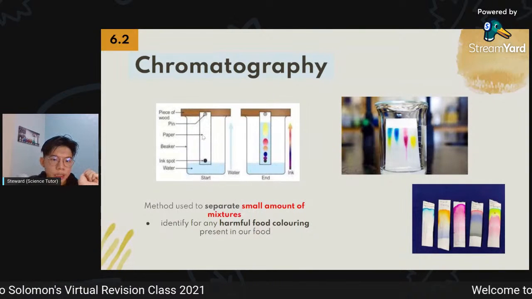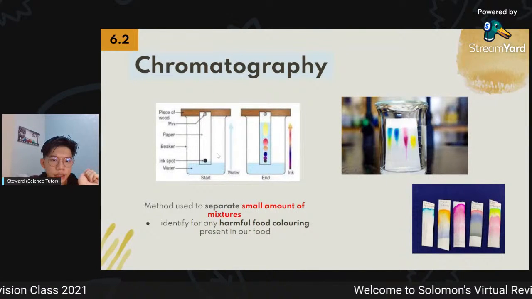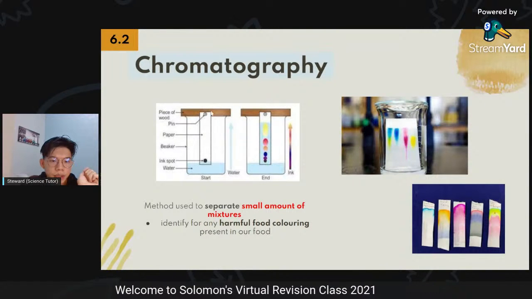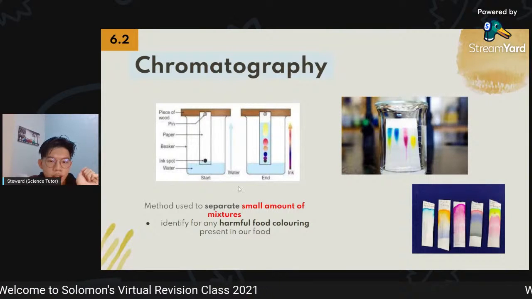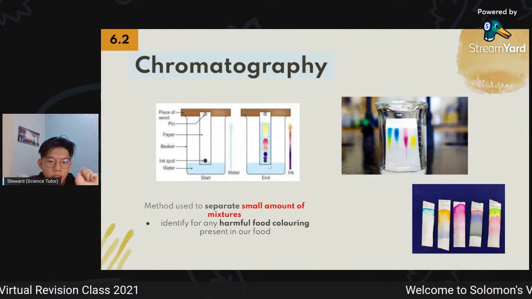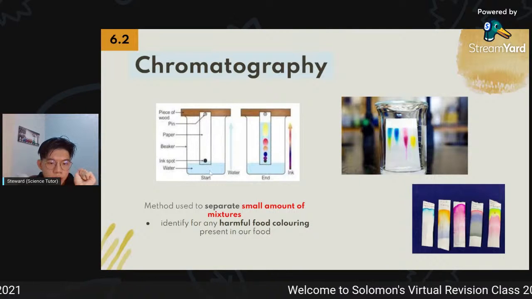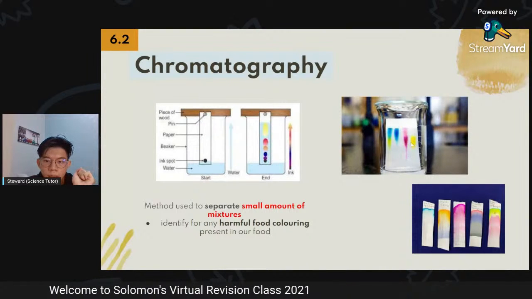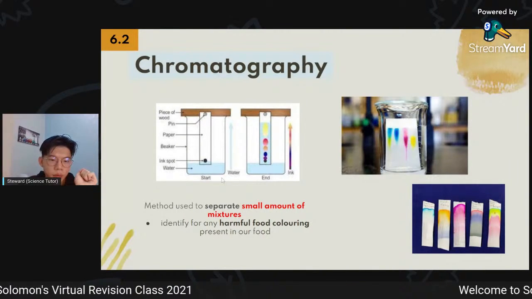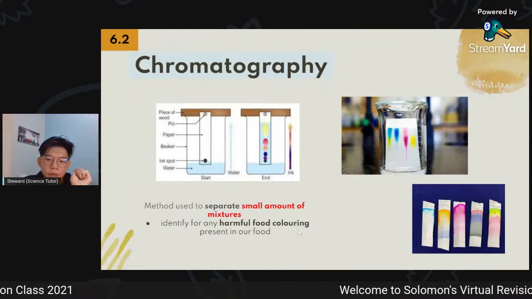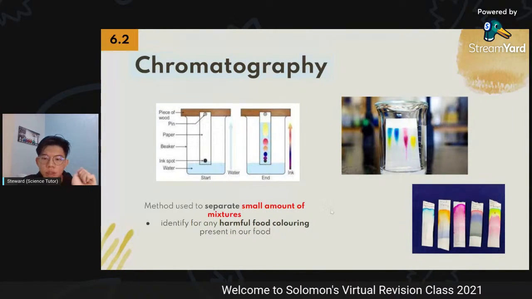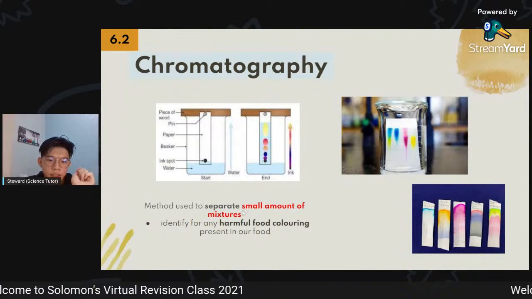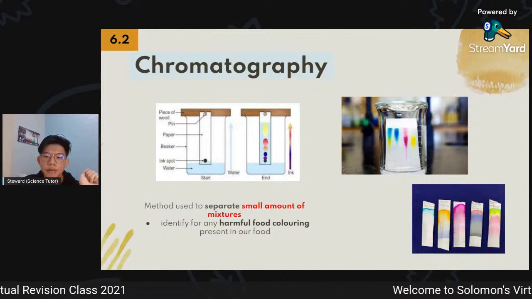Apa maksudnya? Okay, contohnya kita letak paper kat sini. Okay, kita ink spot. Paper ni dia macam paper special sikit lah. Lepas tu dia ada air kat sini. Okay, so kalau kita jemur kat sini, dia akan ada warna yang beza, dia naik macam tu. So kamu akan nampak dia punya color macam ni, sangat cantik, macam rainbow. Okay, so this is to identify any harmful food coloring present in our food. So you just have to know this first lah. You don't have to know the whole concept how it works, but you just have to know this used to test any harmful coloring present in our food.